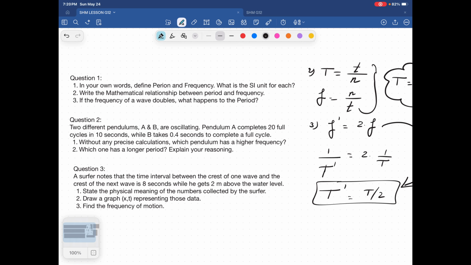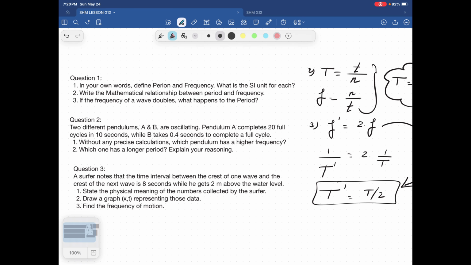Going to question number 2. Two different pendulums, A and B, are oscillating. Pendulum A completes 20 full cycles in 10 seconds, and pendulum B takes 0.4 seconds to complete a full cycle. Without any precise calculations, which pendulum has a higher frequency? Since he asked without any precise calculation, we're going to have to be a bit creative here. So we can't calculate the frequencies and compare them.